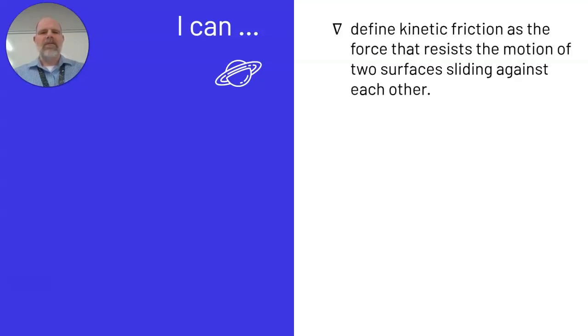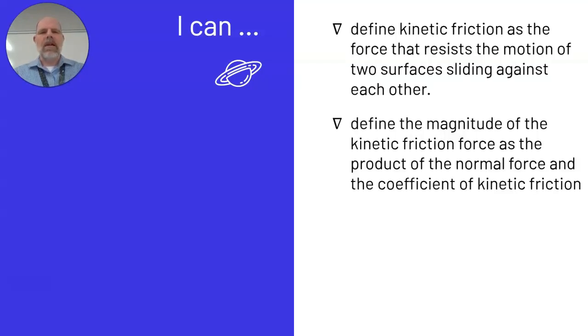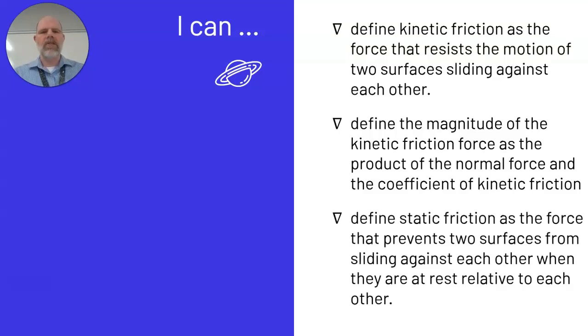The success criteria for this lesson are, I can define kinetic friction as the force that resists the motion of two surfaces sliding against each other. I can define the magnitude of the kinetic friction force as the product of the normal force and the coefficient of kinetic friction. I can define static friction as the force that prevents two surfaces from sliding against each other when they are at rest relative to each other.